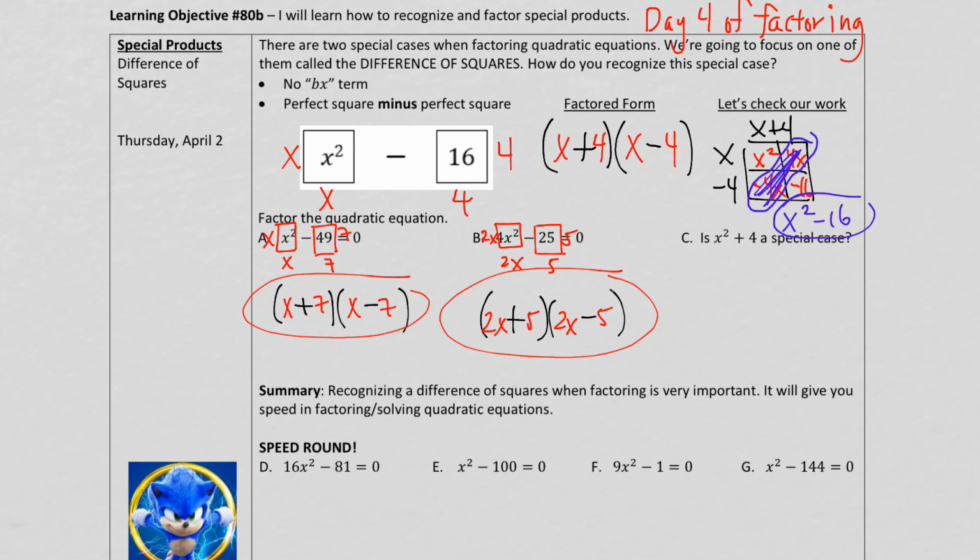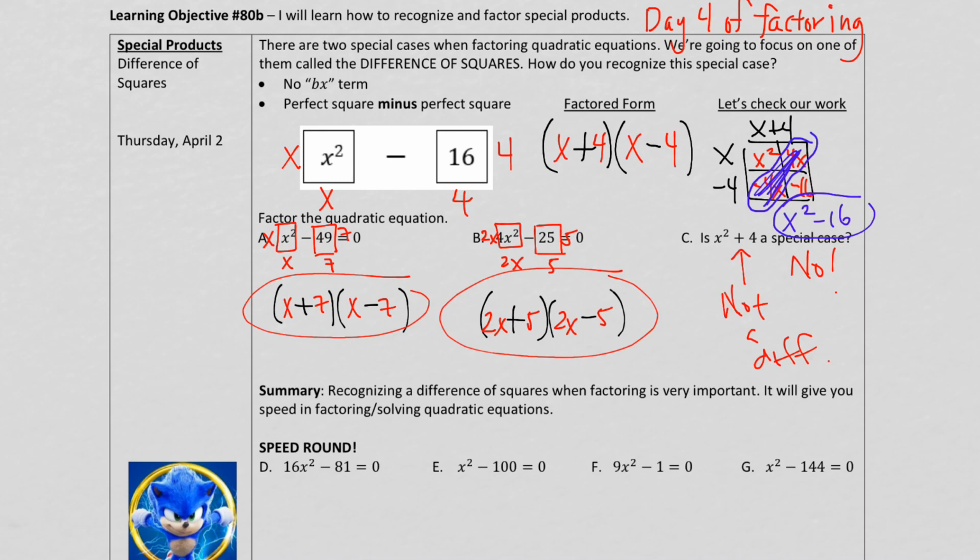Now for example C, it says, is x squared plus 4 a special case? So take a second, go ahead and pause the video, think about it, and when you hit play, I'll give you the answer. So what do you guys think? Is this a special case? Well, it's not. And it's not because this is not a difference of squares. So this is not a difference. So it doesn't satisfy this special case.